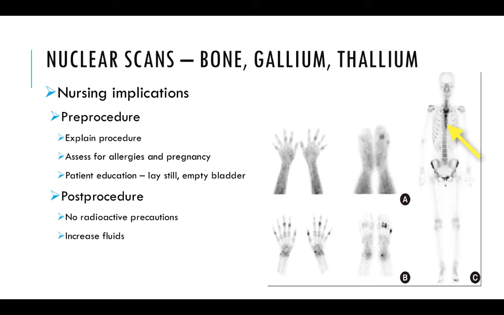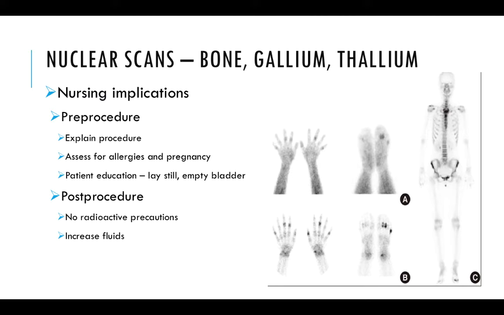Also look at the cervical and upper thoracic spine, and you can see that there's a lot of hot spots there. So this to me, I think this is probably a scan for bone cancer metastases, or metastases to the bone. So that's just what they look like. I wanted you to see what they look like.